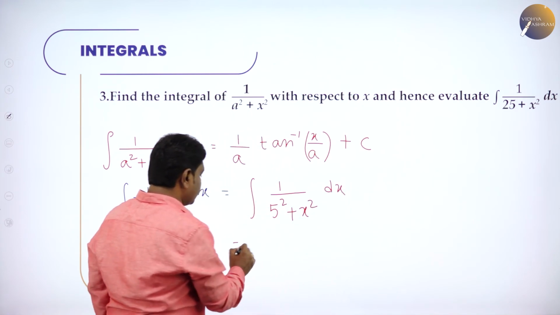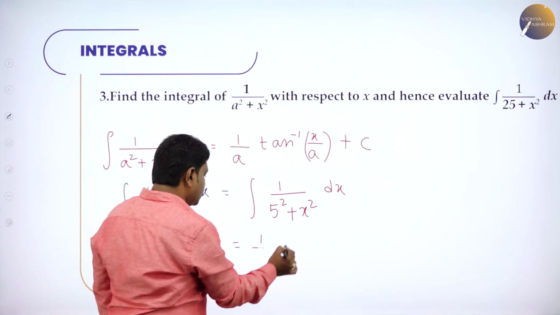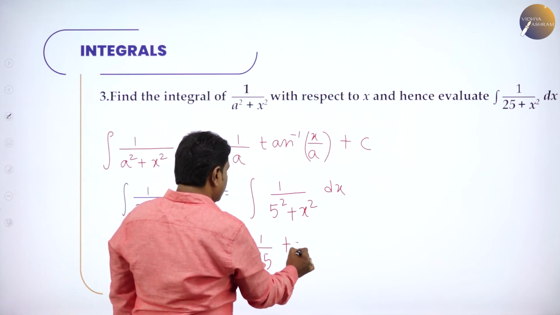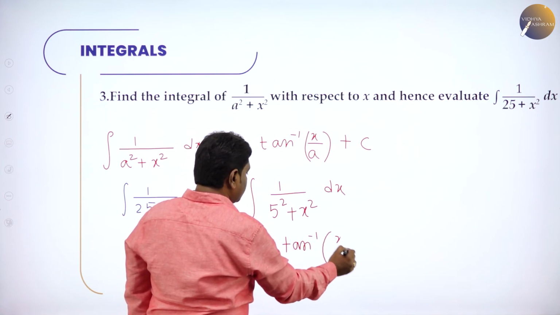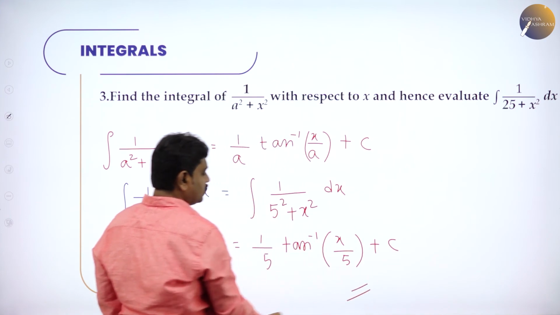Further, now it is in the form of integration of 1 by a square plus x square. What is the formula? 1 by a. A is what? 5. 1 by 5, tan inverse x by a. What is a? 5, plus c. This is the answer.